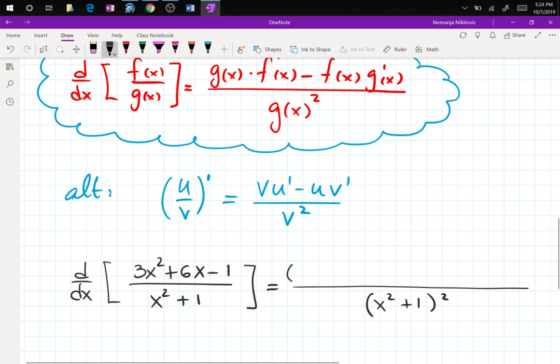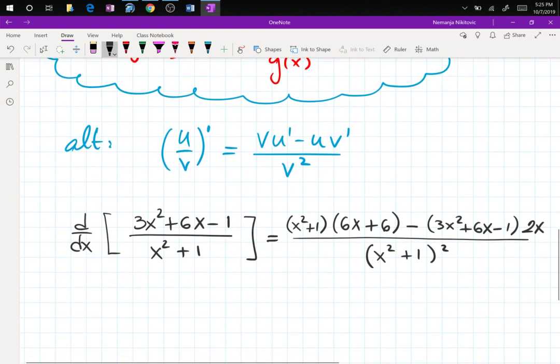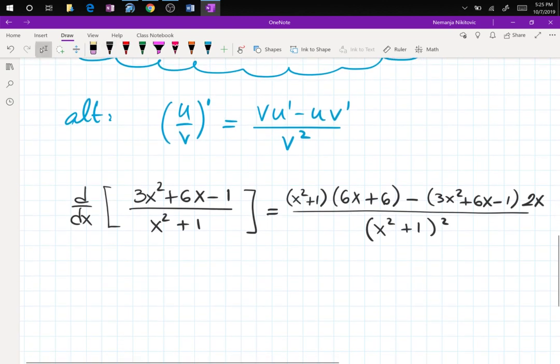Copy it on top as well, x squared plus 1, times the derivative of the numerator, which is 6x plus 6, minus, copy the numerator, 3x squared plus 6x minus 1, times the derivative of the denominator, which is 2x. Now we multiply everything and add like terms.